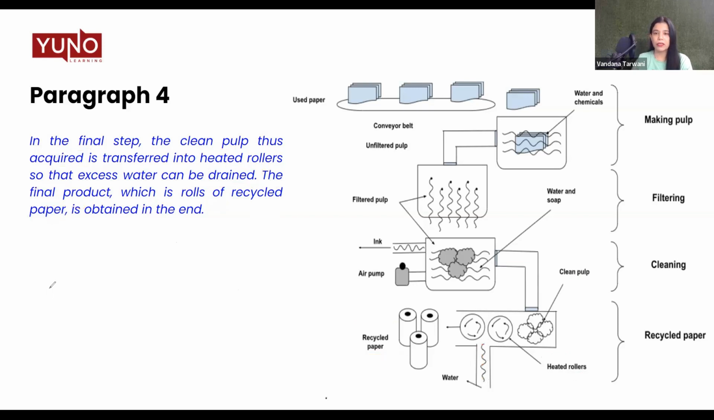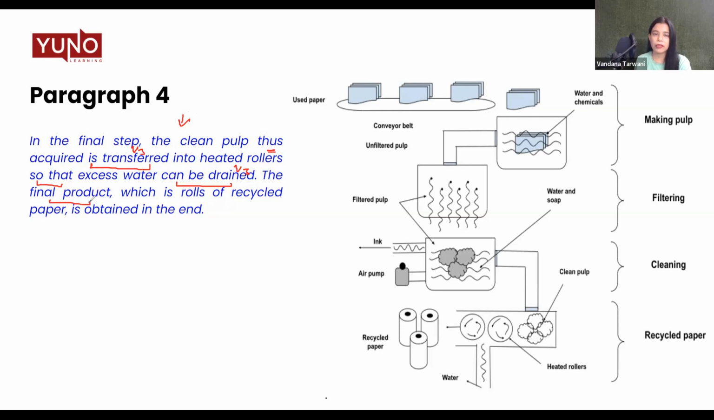So we have pretty much described each and every intricacy that we are getting to see in this graph, in this process. But how exactly? Let's take a look at the grammar also over here. The clean pulp thus acquired, this is a linker, is transferred, again passive voice, is plus V3, is transferred into heated rollers so that, we have a linker here, so that excess water can be drained. Again, passive voice, a modal verb plus be plus the third form of verb.